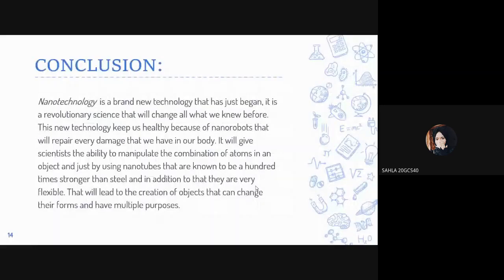So we can conclude that nanotechnology is a brand new tech that has just begun. It is a revolutionary science that will change all that we know. It is going to influence and be a part of our daily lives. We can also hope that all the disadvantages of nanotechnology could be solved in the very near future. The applications of nanotechnology are not just limited to medicine and industry, they are far beyond that. So let's hope for a better future.